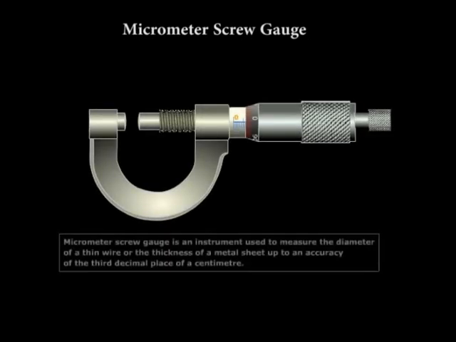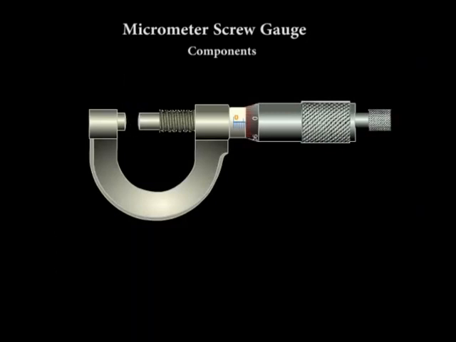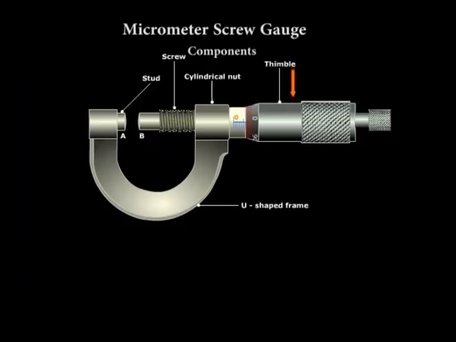A micrometer screw gauge is an instrument used to measure the thickness of a wire or thickness of sheets of metal up to an accuracy of the third decimal place of a centimeter, or a hundredth of a millimeter. It has a U-shaped frame with a flat end called the stud or anvil. There is a cylindrical nut at the end which is threaded from inside. There is a screw with a flat end that can move inside the nut by rotating a hollow cylinder or thimble provided at the other end.